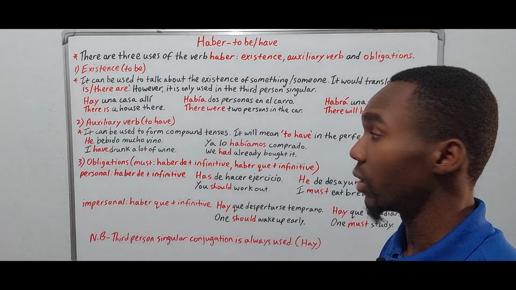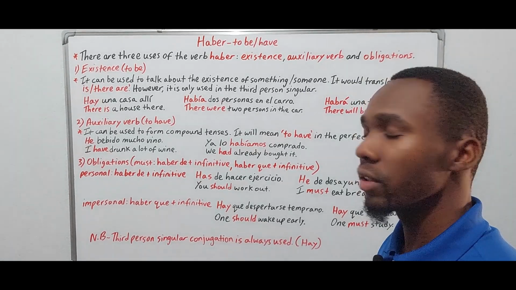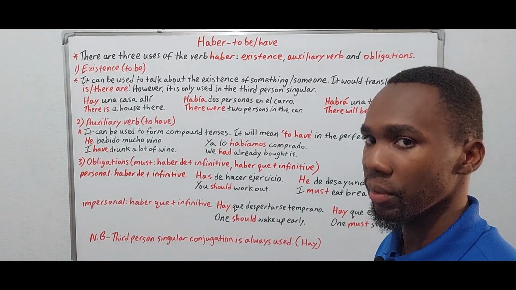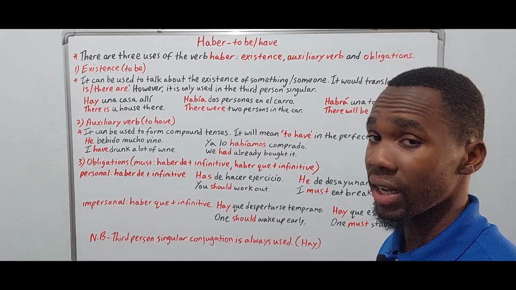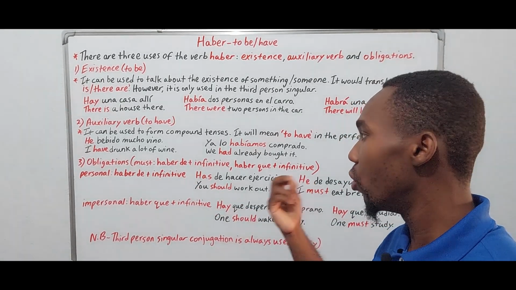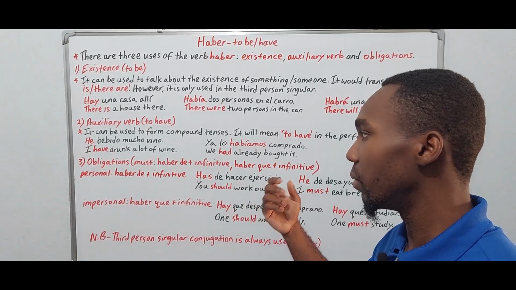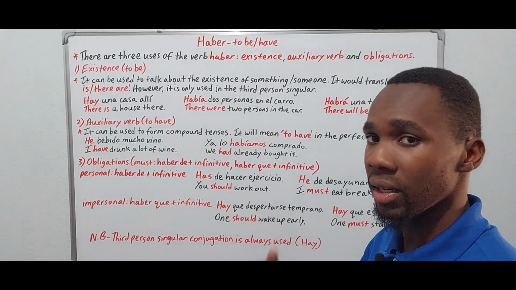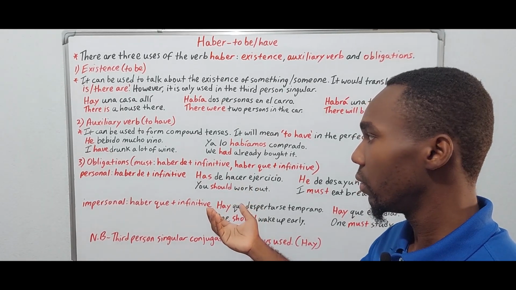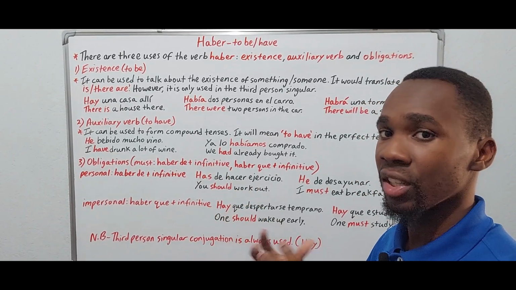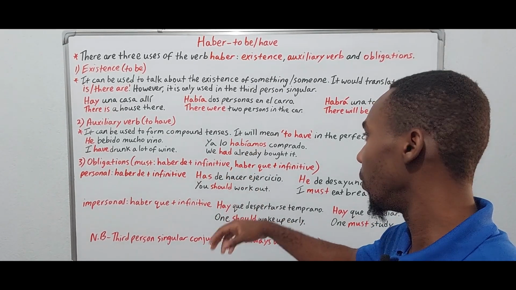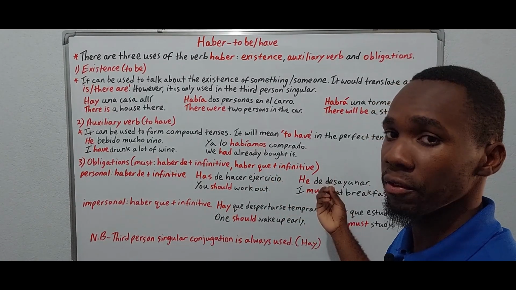All right. So that's number 2. Thirdly, obligations. We can use haber to express obligations. And in this case, it would translate as must. But we need more information to be used with haber. Haber itself cannot express obligation, right? It has to be within a structure. So we have haber de followed by the infinitive, and then we have haber que followed by the infinitive.